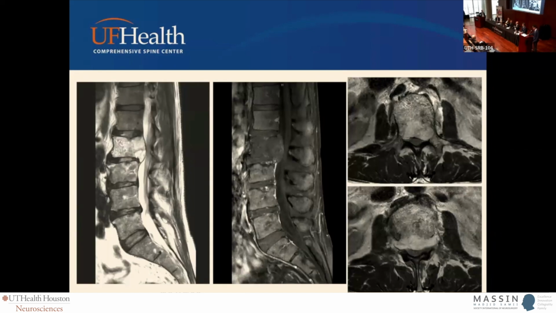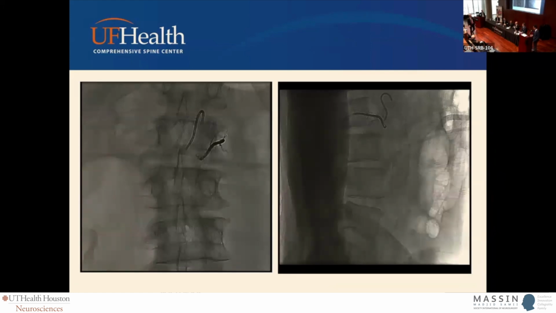Oh, perfect, because this is going to be a good example of why you're right. Okay, so what did I do? I did a pre-op embo. I actually planned this as a single stage posterior only approach. My plan was, on the scans, it does go through the pedicles into the posterior elements. So I was going to, not truly en bloc, but use osteotomes to try and minimize the spillage of tumor cells in the field.